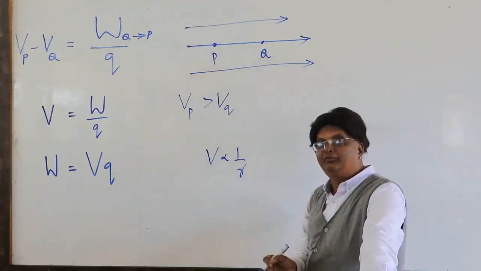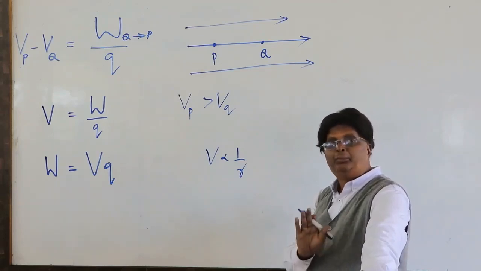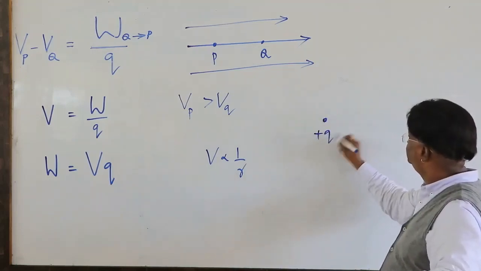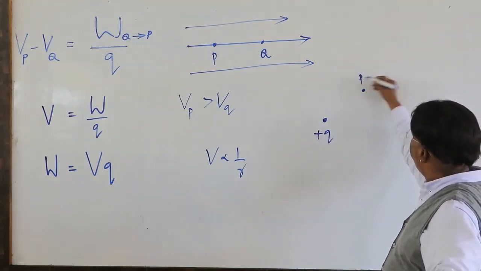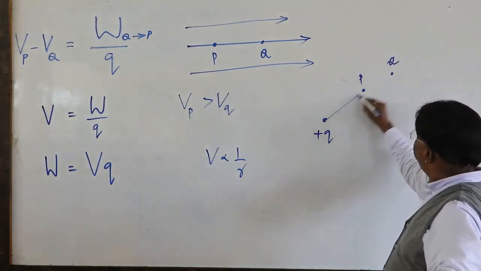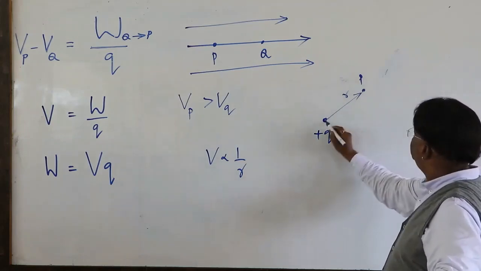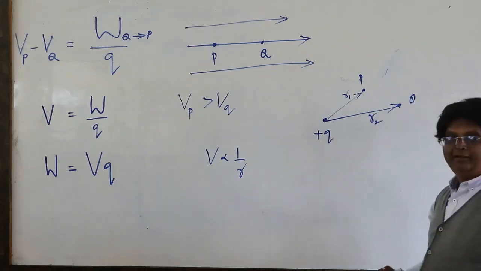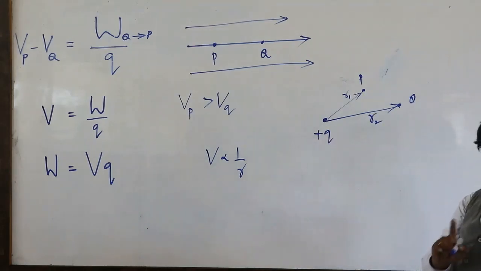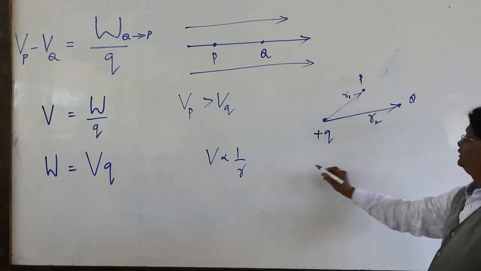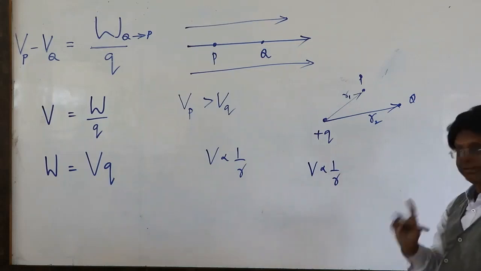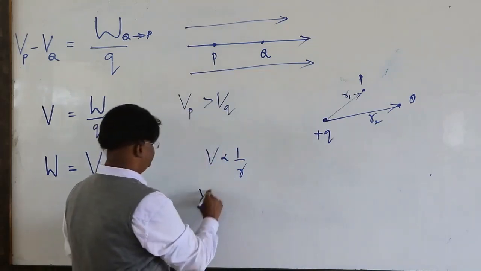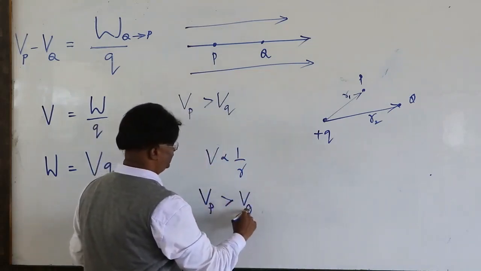And one more important thing that arises is potential due to a positive charge. Every time we are talking about the positive charge. Supposing here I take a positive charge plus Q. This is some point P and this is some point Q. P is at a distance R1 and Q is at a distance R2. Now this is a positive charge, remember, and therefore potential is also positive. Therefore here V proportional to 1 by R, so you write V at P greater than V at Q.